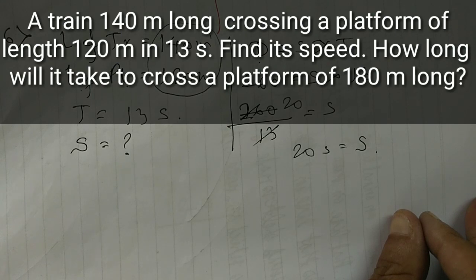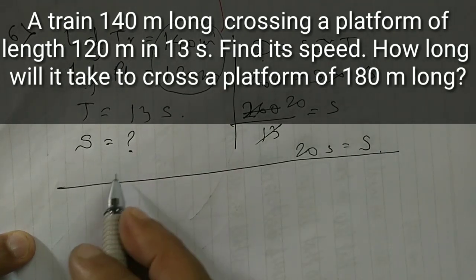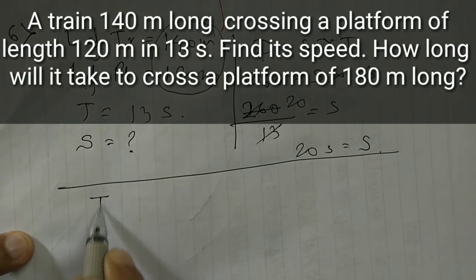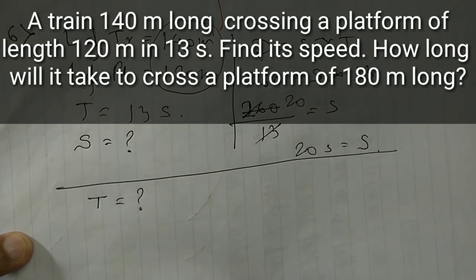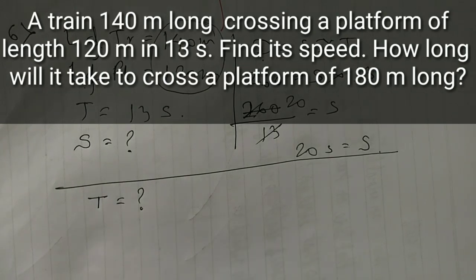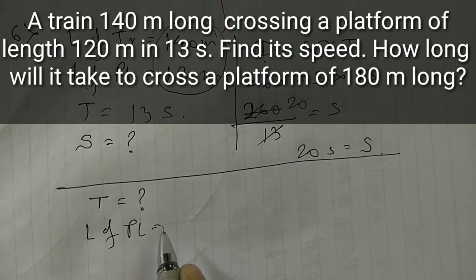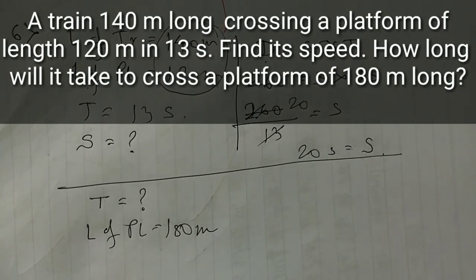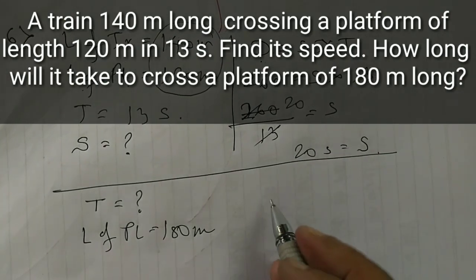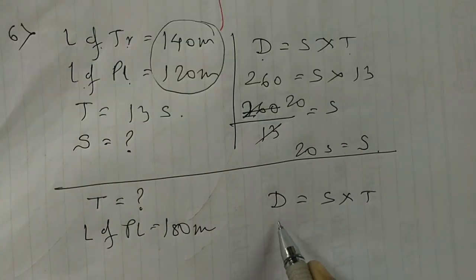They are asking how long will it take? Means second part. In second part we have to find the time. How long will it take to cross another platform? Now the length of the platform is 180 meter. Understood? So same formula will be used. Distance equal to speed into time. What is the distance? Length of the train plus length of the platform.